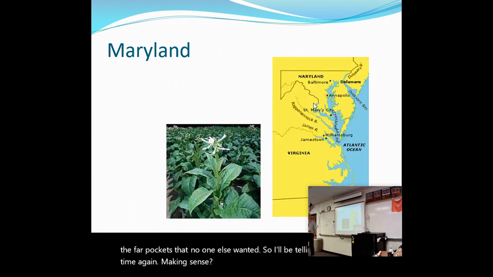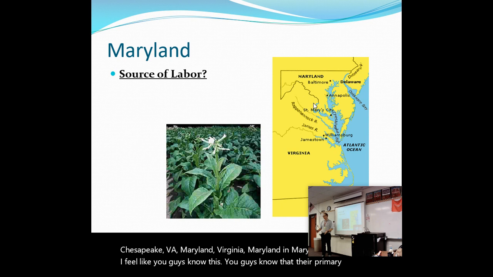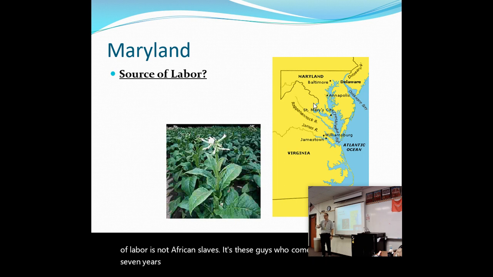Hey, let's look at Maryland, our other Chesapeake colony. Again, the Chesapeake, Virginia, Maryland. In Maryland, I feel like you guys know this. You guys know that their primary source of labor is not African slaves. It's these guys who come over for 4 to 7 years, they work, and then they're given freedom. Yay, primary knowledge. Indentured servants, or indentured servitude.